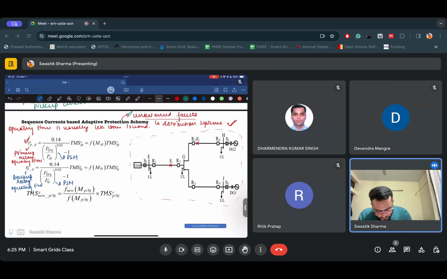So using these two operating times, we can now perfectly calculate, let's say our microgrid changes operation from grid connected mode to islanding mode, or islanding mode to grid connected mode, the kind of time multiplier setting that is required. So what does the time multiplier setting do? It adjusts the speed to trip the fault.